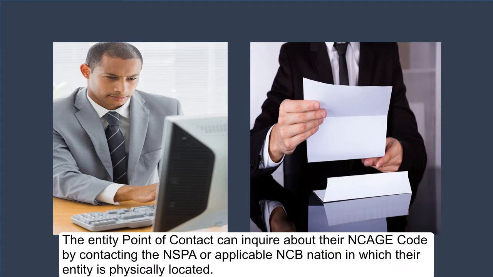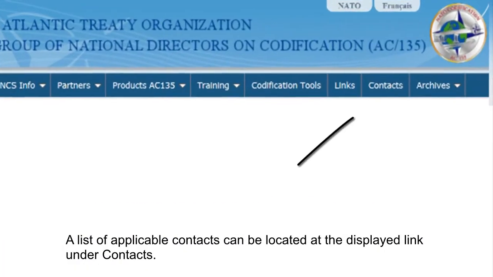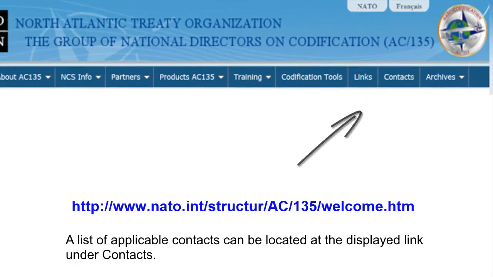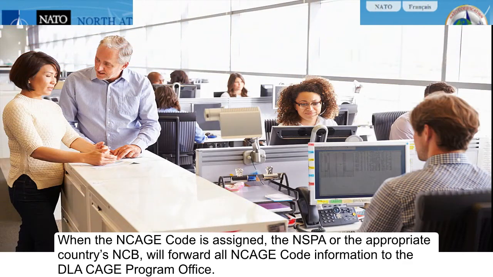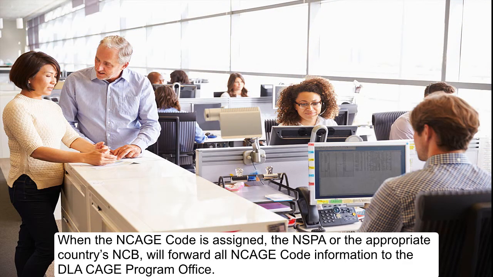The entity point of contact can inquire about their NCAGE code by contacting the NSPA or applicable NCB nation in which their entity is physically located. The list of applicable contacts can be located at the displayed link under Contacts. When the NCAGE code is assigned, the NSPA or the appropriate country's NCB will forward all NCAGE code information to the DLA CAGE Program Office.